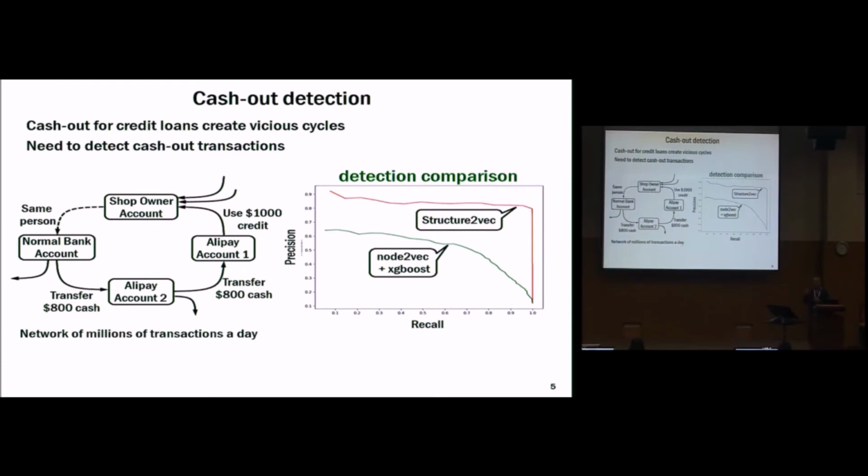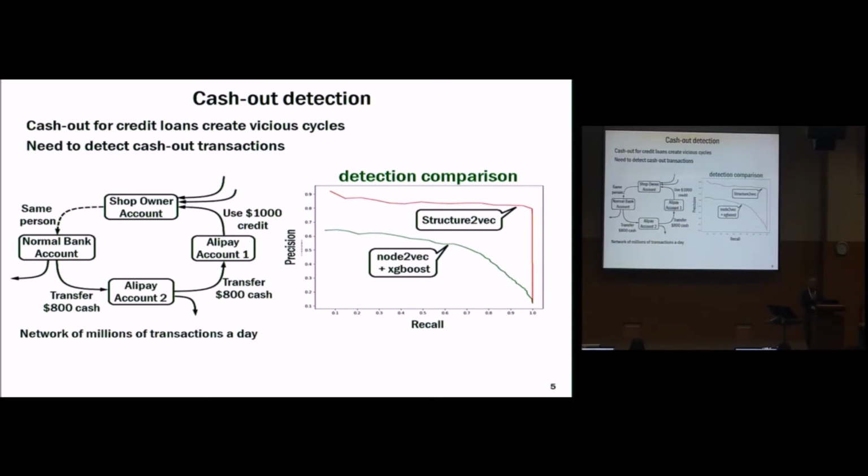Okay, this account owner is losing, in some sense, $200. There's no way for him to pay back the loan, and that increases the overall risk of people not paying back the loan. So you want to detect either those shops which allow these kinds of cash out behavior, or you want to detect individual transactions which are cash out behavior.